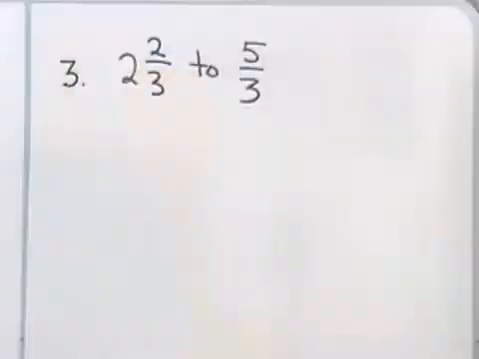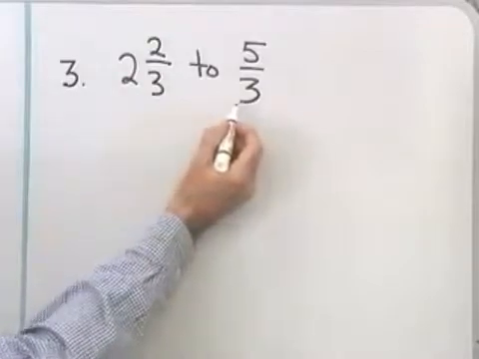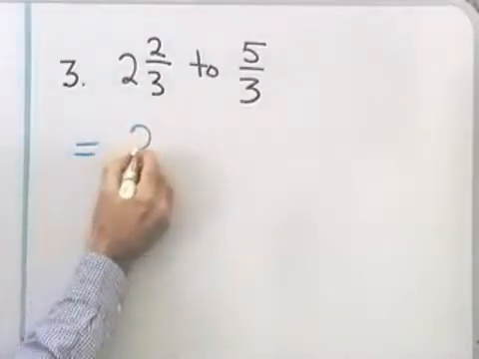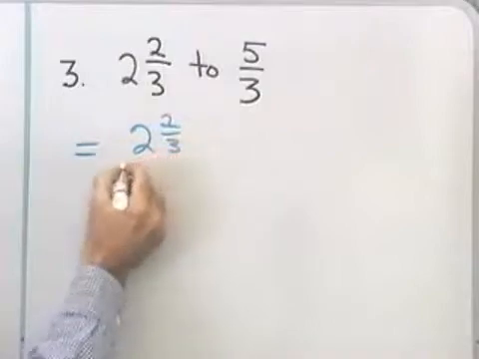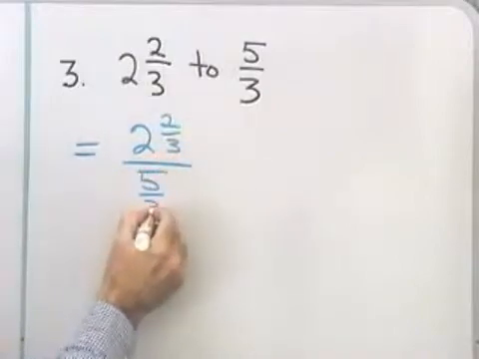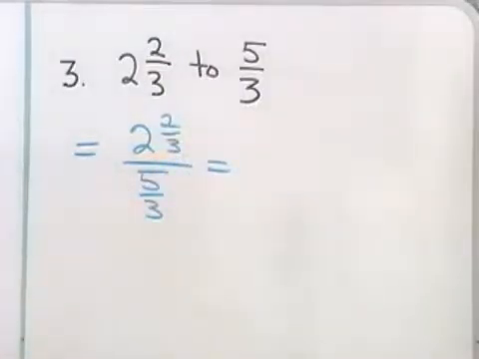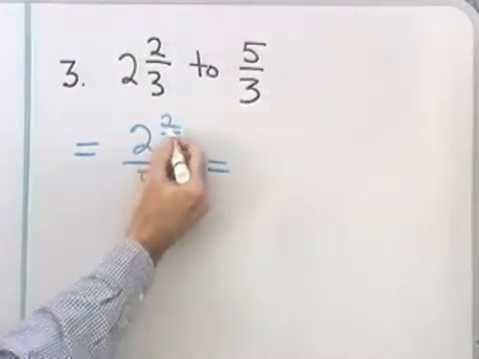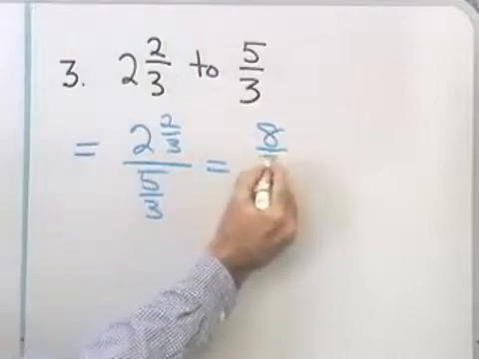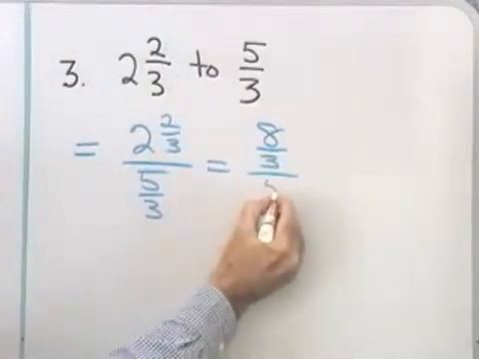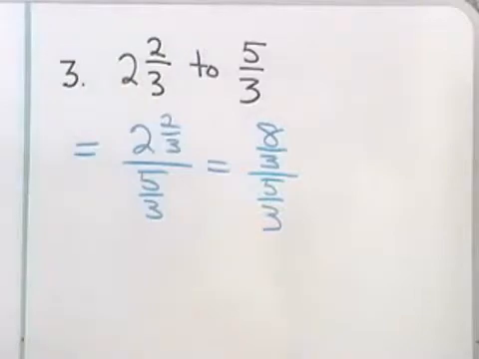Here's our next problem. How about the ratio of 2 2/3 to 5/3? Well, here I have a mixed number, here I have a fraction, but the idea behind these doesn't change. It's still 2 2/3 in the numerator and 5/3 in the denominator. Now, I'm going to change this numerator, that mixed number, into an improper fraction. 3 times 2 is 6, plus 2 is 8. So I have 8/3 in the numerator, divided by 5/3 in the denominator.